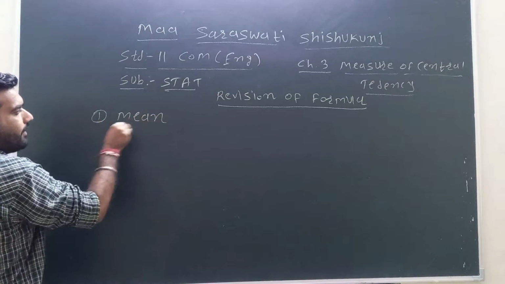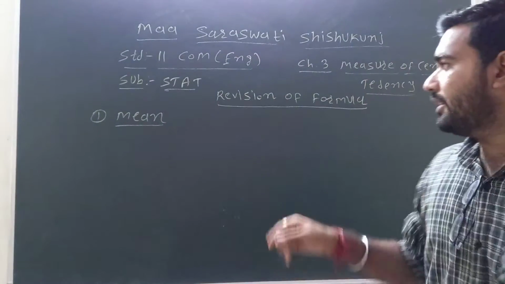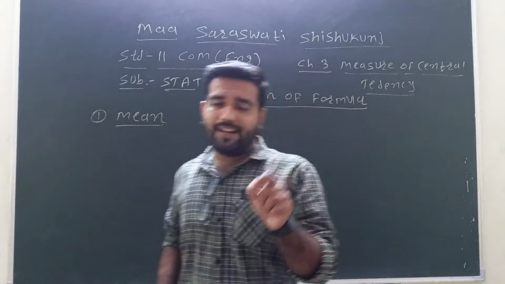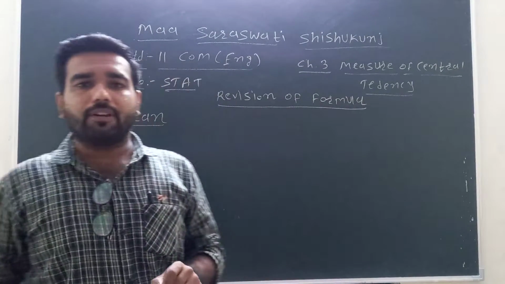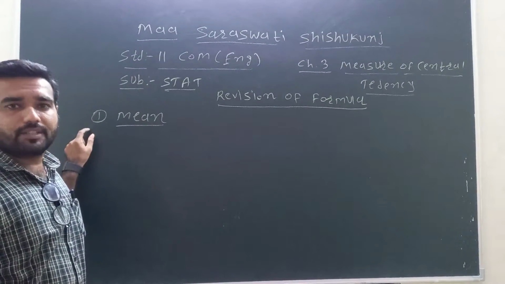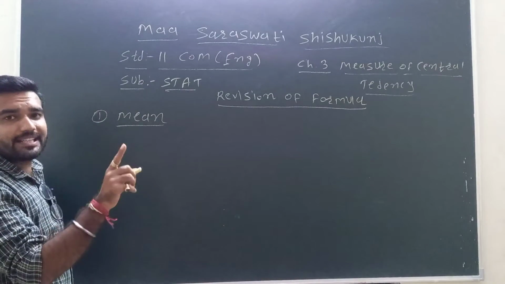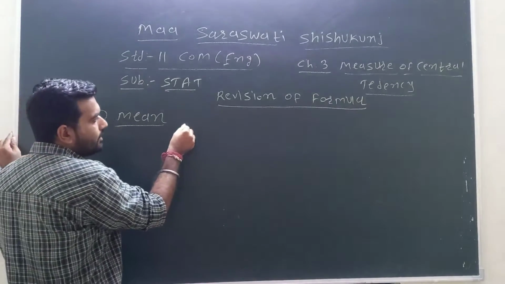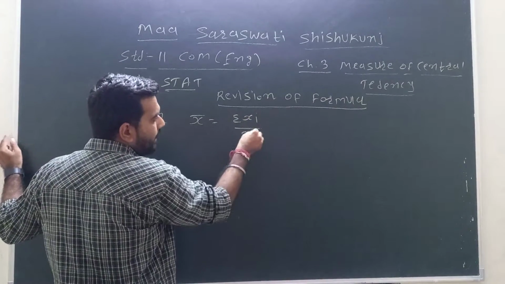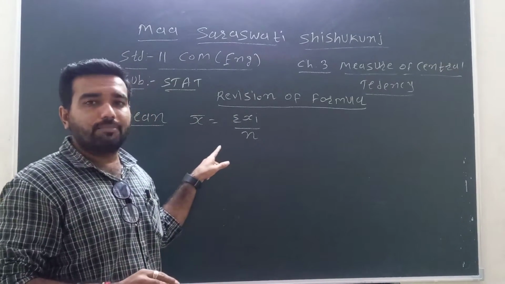The definition of the mean, we have all shown in our online class session: mean is equal to the summation of the observations divided by the total number of observations. First, only observations are there, and the mean is denoted by x bar. So x bar is equal to sigma xi upon n, summation of observations upon n, meaning the total number of observations.